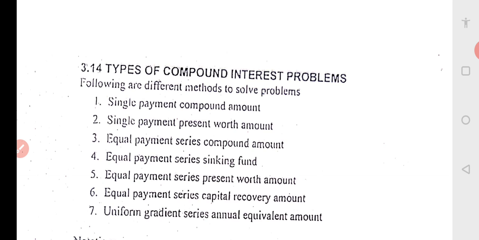This is the equal payment series capital recovery amount. Capital recovery amount: now I paid 28,000 rupees, so I have to recover that amount in the next 6 years. So what will I get annually in this case?